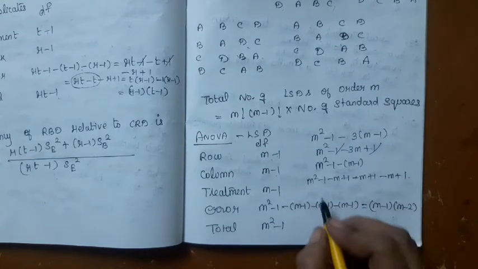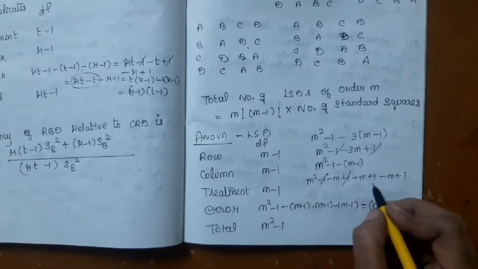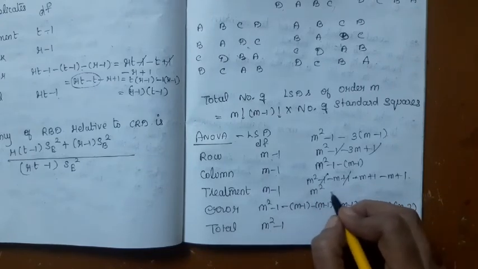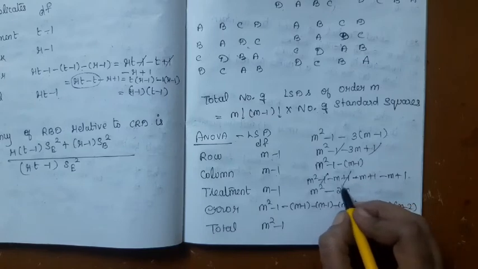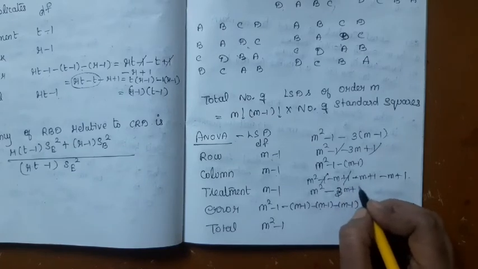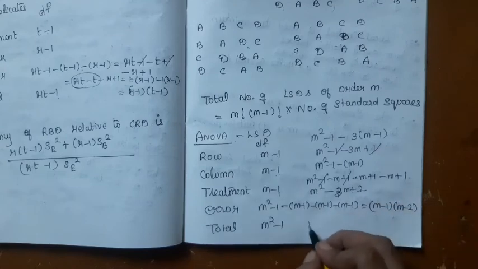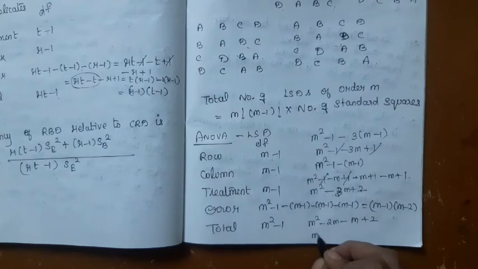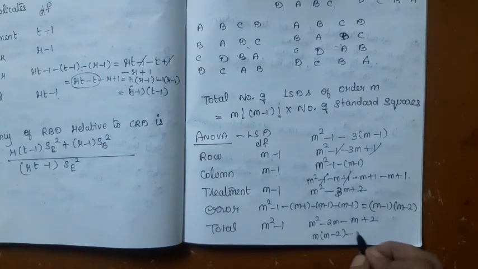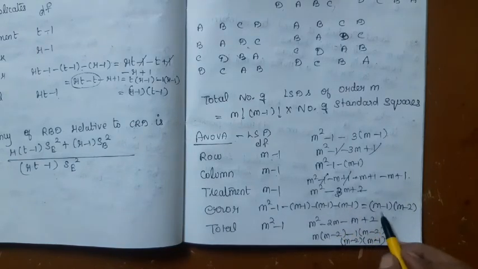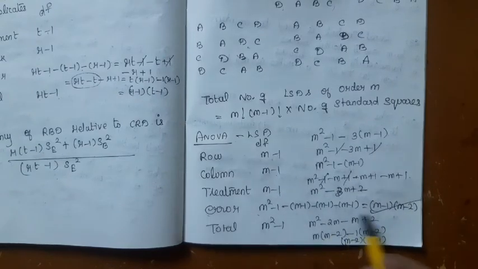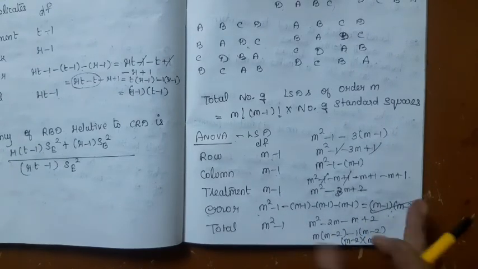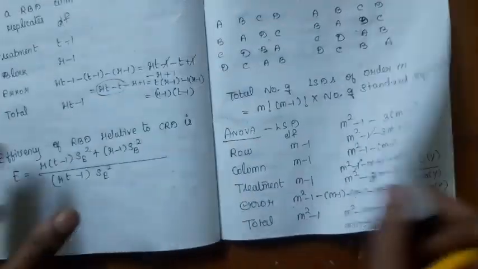Minus m plus 1, I have multiplied. 1 and 1 get cancelled. That is m square minus 2m minus 3m plus 2. On factorizing, I get m square minus 2m minus m plus 2. So I get m into (m minus 2) minus 1 into (m minus 2). That is (m minus 2) into (m minus 1). Okay. So that is the answer I have here. The error degrees of freedom is (m minus 1) into (m minus 2) for LSD.